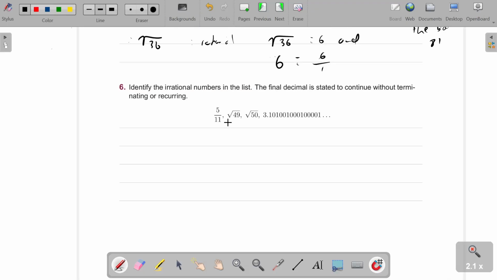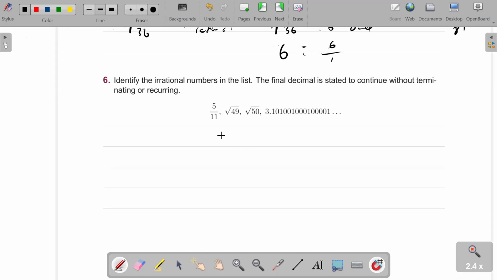Okay, now we also identify the irrational numbers in the list. The final decimal is stated to continue without terminating or recurring. So this is obviously going to be 5/11. 5/11 is already rational, it looks exactly as it should. That's P/Q. P is an integer, Q is an integer, no questions over there. Square root of 49 is a perfect square. It's 7. We know that 7 can be written as 7/1, and 7 is an integer and 1 is an integer, so 7/1 must be rational.